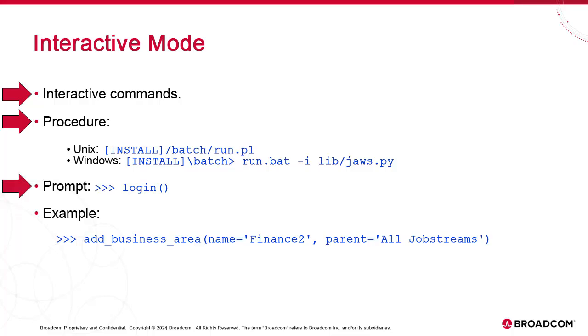From there, you can log in with the login command. Empty brackets invoke the default admin user ID and password. You'll be able to specify other users. Once you're on the prompt, you simply type in the command to add business areas, add users, edit job streams, or something else.